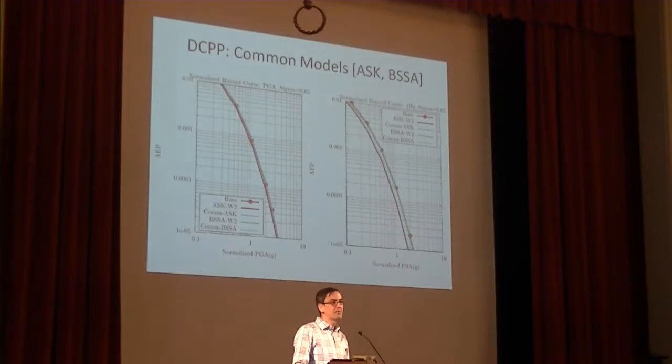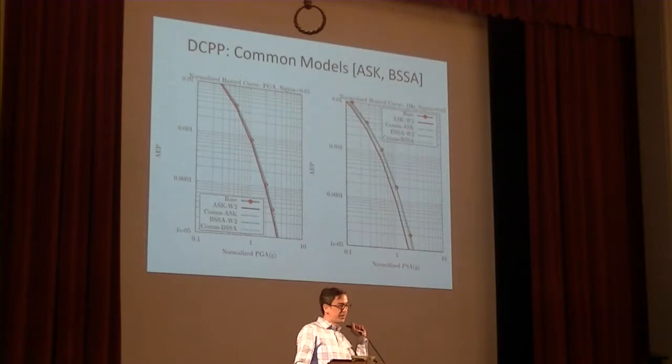Nick? So the common functional form are 10 GMPEs, like what Nico showed? No, for this case here is just an individual representation, so just one common functional form to represent ASK and one common form to represent BSAA. So the only thing that changes is the coefficients of that common functional model. So you're going to show that later or something? Yeah, but this is just what... Okay.